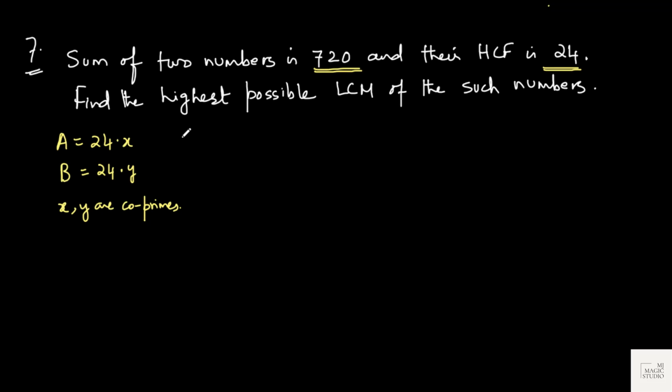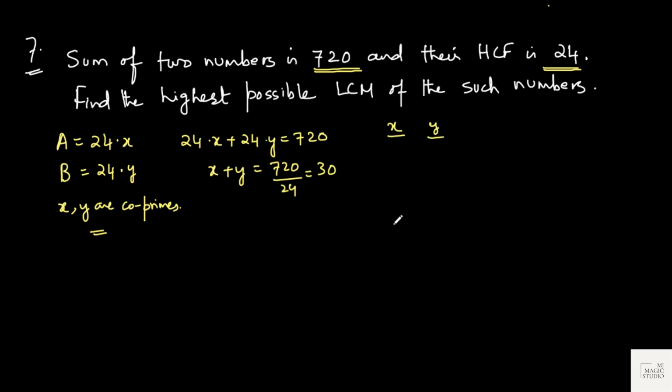Now, according to the given information, A plus B is equal to 720. So we can say that x plus y is 720 by 24. It will go 30 times, that is 30. So the sum of x and y is 30 and x and y are co-primes. We are just looking out for the values of x and y such that x and y are co-prime and x plus y is 30. We can start with taking the value of x as 1. Then y would be 29 because x plus y is 30, and 1 and 29 are co-prime.